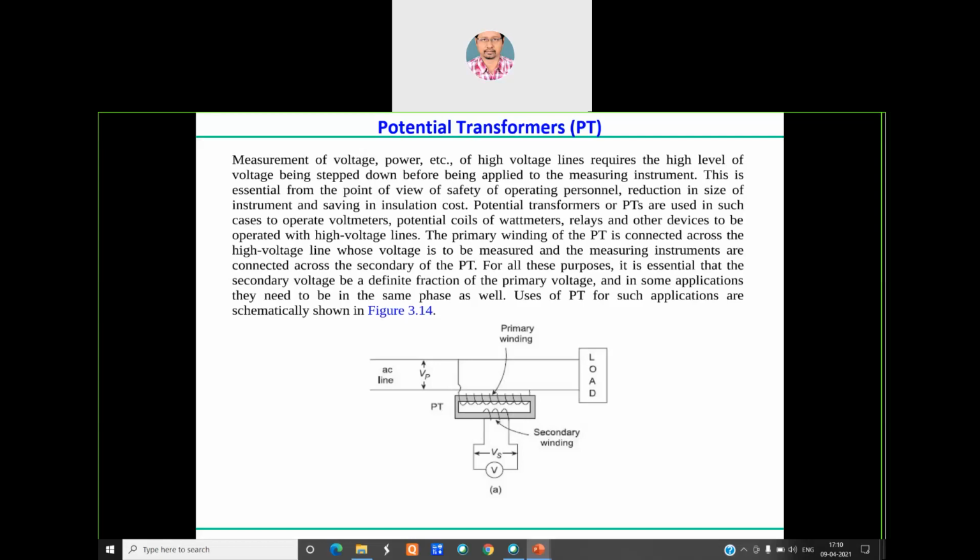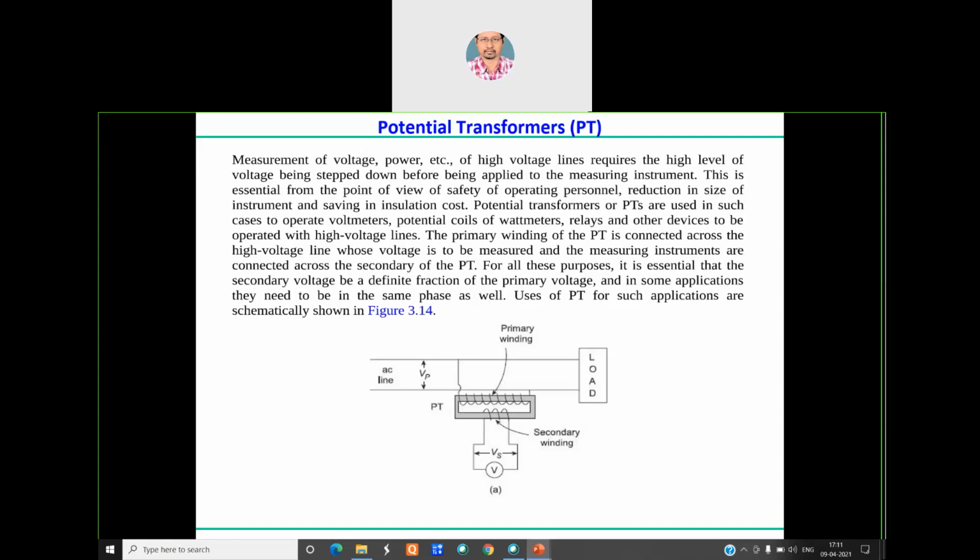And once you have stepped it down, then you can connect the secondary panel of the measuring instrument with the utmost safety, and you can pursue your task. So when we talk about the potential transformer, these things are not different. It is exactly the same motive and objectives that we have regarding the current transformers, as well as the overall instrument transformers.